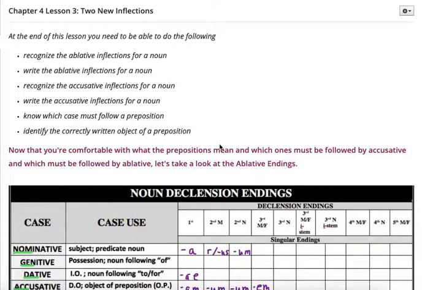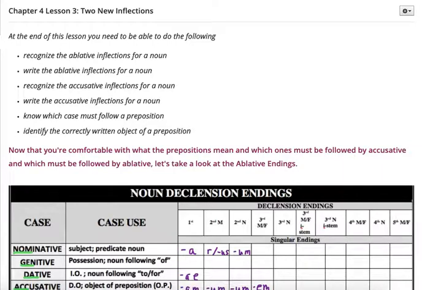Recognize the ablative inflections for a noun. Write the ablative inflections for a noun. Recognize the accusative inflections for a noun. Write the accusative inflections for a noun. Know which case must follow a preposition, and identify the correctly written object of a preposition.